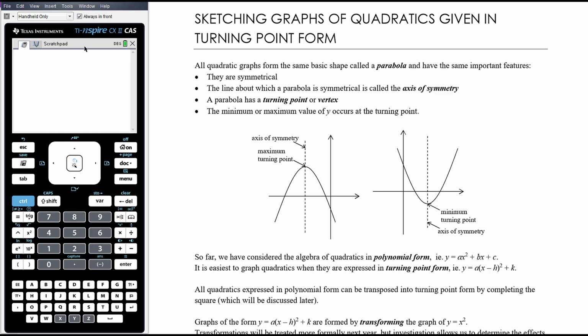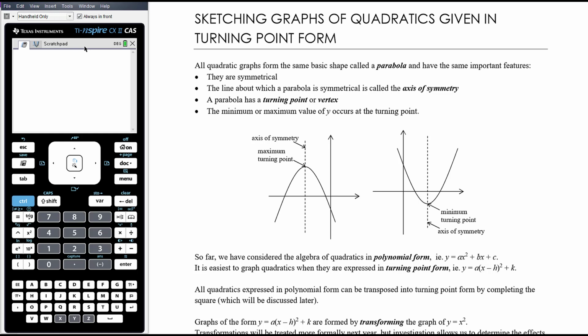A parabola is a symmetric shape. The line about which the parabola is symmetrical is called the axis of symmetry. It's not a key feature of the graph. It's not something you should be drawing on the graph unless the question specifically instructs you to do so.